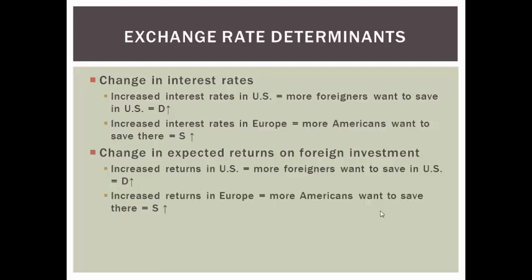So if the opposite is happening, let's say political instability, United States returns go down, foreigners will not want to save in the United States. As a result, demand will drop. And if, let's say, there is political instability in Europe, supply will decrease.